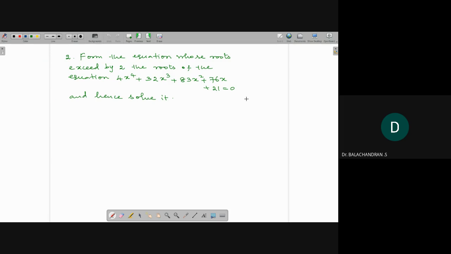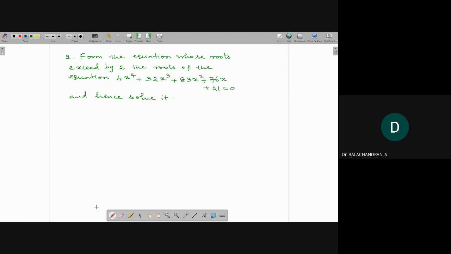Okay, so you can do it by this method also. That is, you need to replace y is equal to x plus 2. Originally you have x, so exceed means increase by 2. From this, x is equal to y minus 2. So replace x by y minus 2, and then you need to apply the binomial theorem first, and then you can get it. And then you need to collect the coefficient of y power 4, coefficient of y cube, and then coefficient of y square, and constant term. But I am not going to do it by that method. I feel that it's a little bit lengthy.